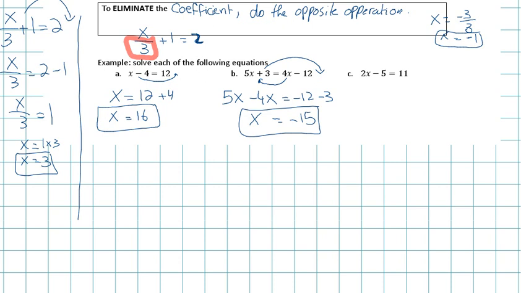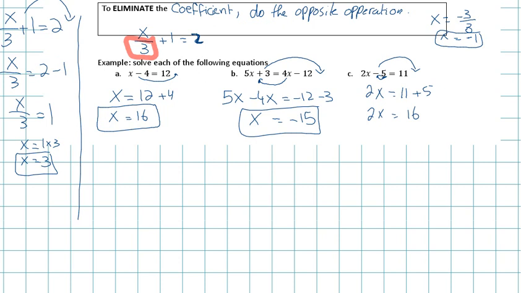Now help me with the next one. What do I have to do first? What's the thing that I have to get rid of first? The negative 5. When I bring it over, what does it become? Positive. Remember that the term comes with the sign right in front of it. Okay, they belong with each other. So 2x equals 11 plus 5. So 2x equals 11 plus 5 is 16. So I got rid of that. I only have 2x equals 16.